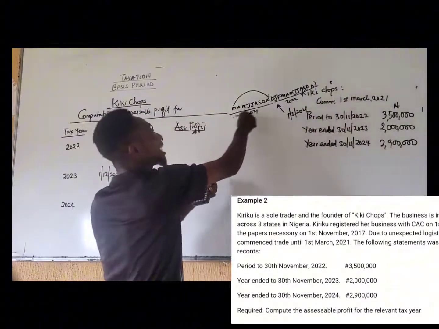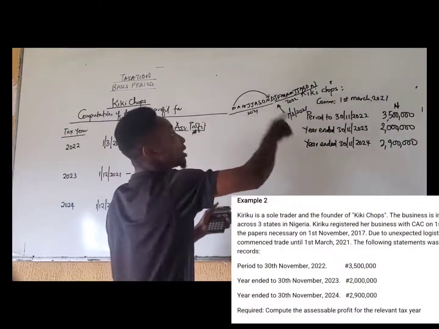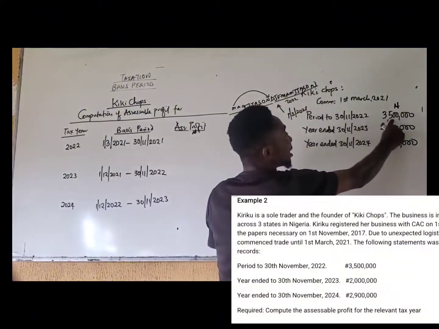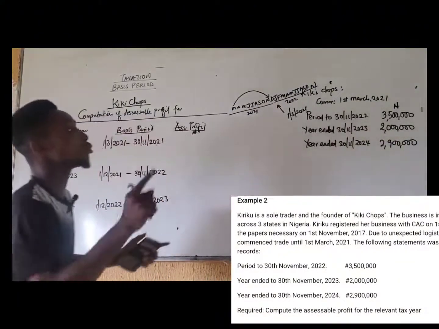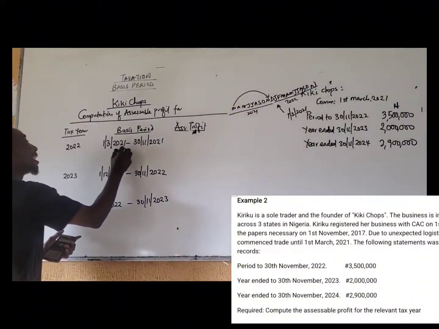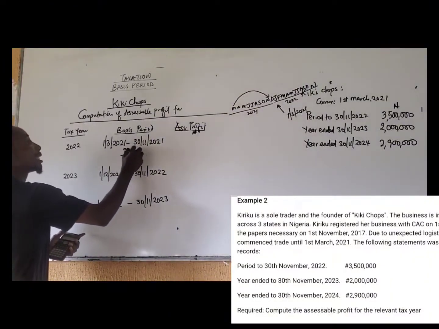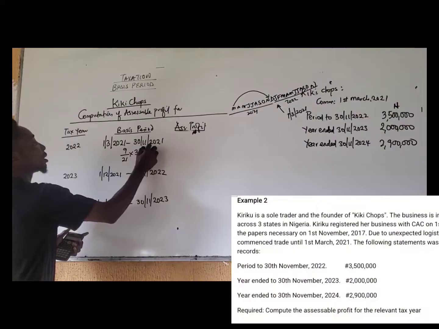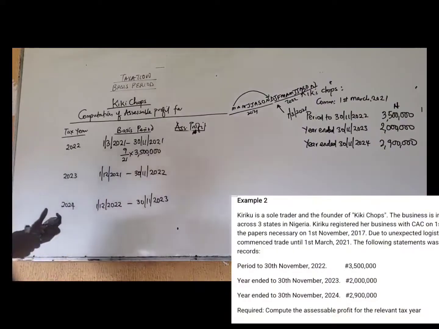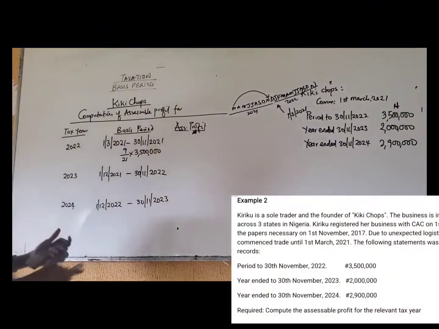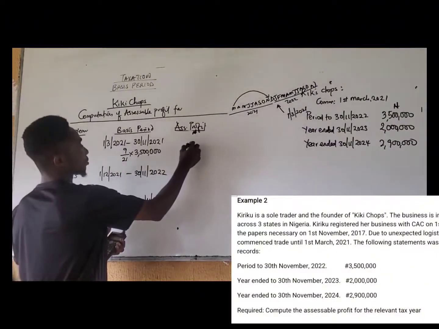So you take these 9 months out of the 21 because the profit reported here is a profit of 21 months. So you take 9 out of the 21 times 3,500,000. And that will give us 9 divided by 21 times 3.5 million. That's 1,500,000.